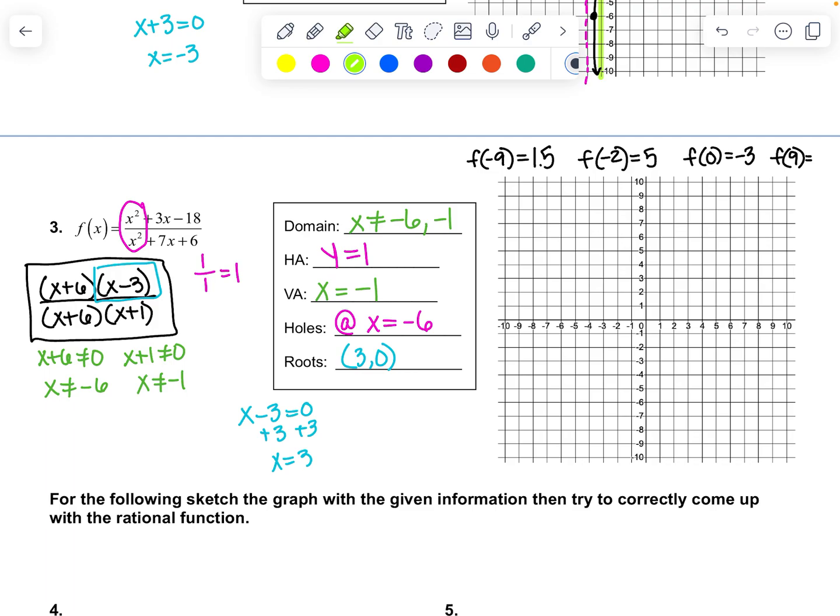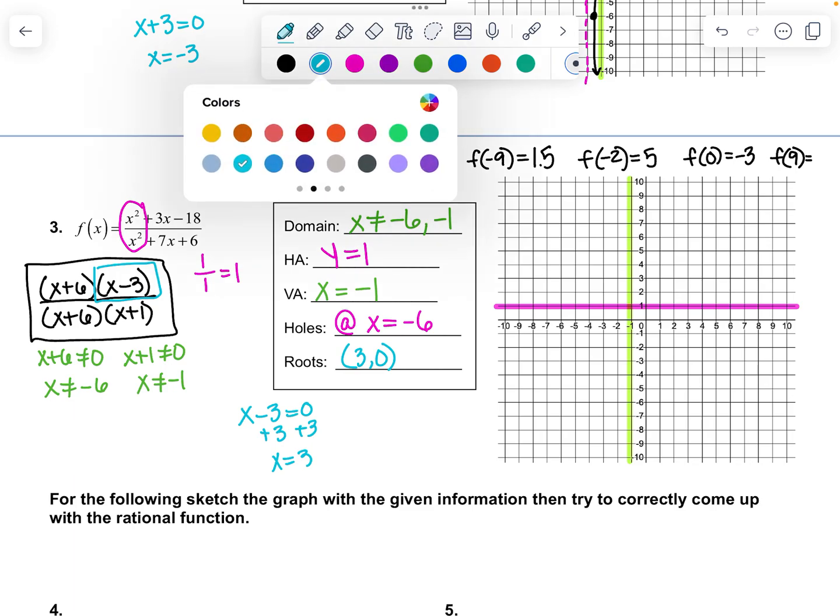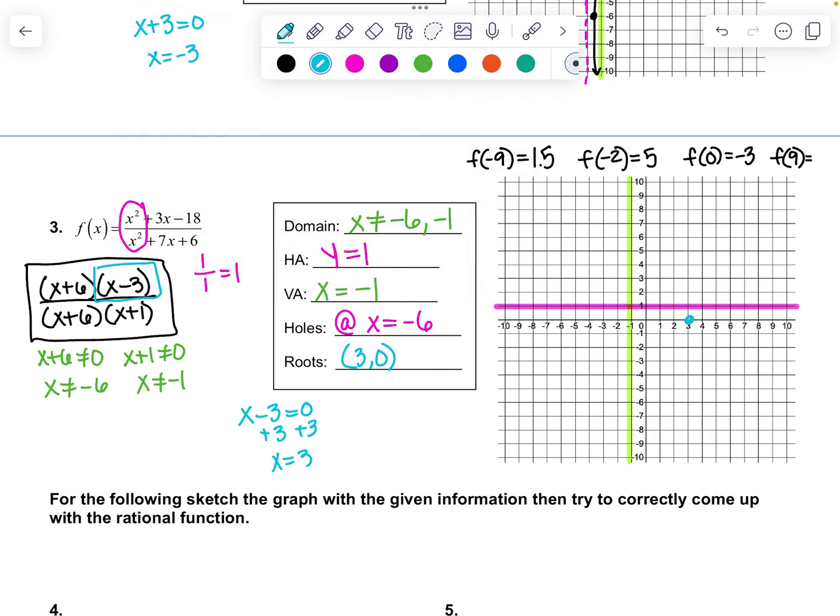All right, my only vertical asymptote is at x equals -1. My horizontal asymptote is at y equals 1. I have a root at (3, 0). And I have a hole at x equals -6. So I'm going to put that dotted line so that when I go to graph, I have that information there.